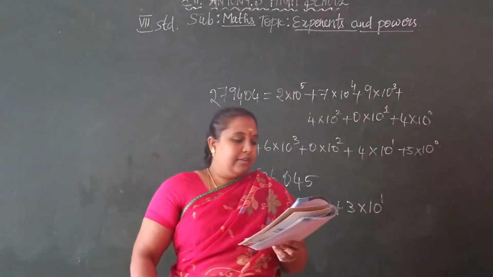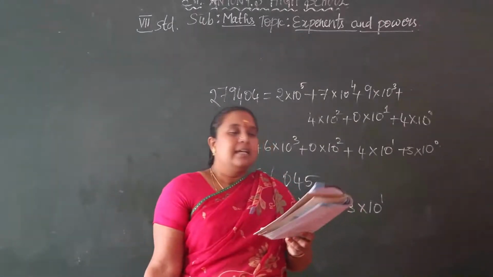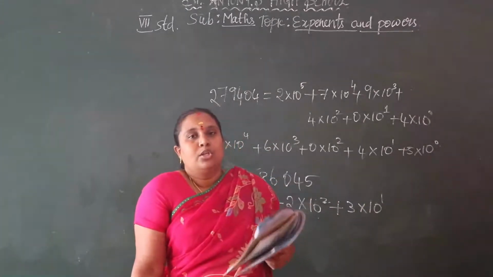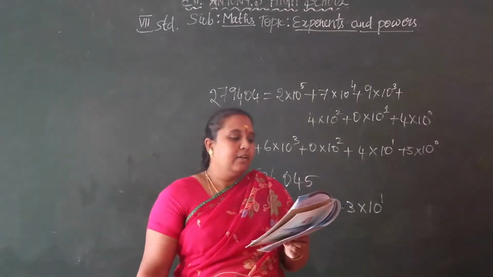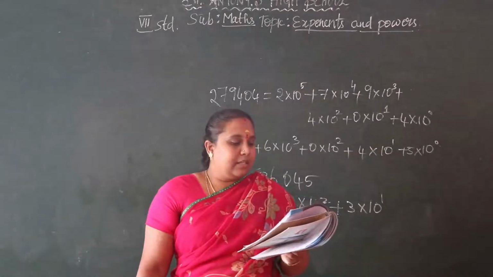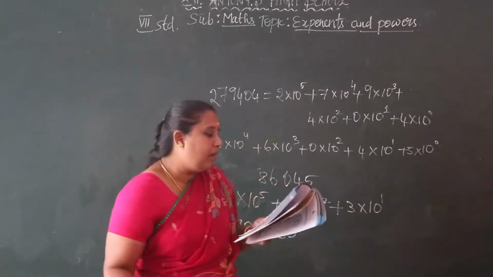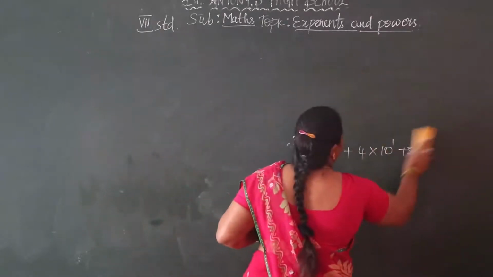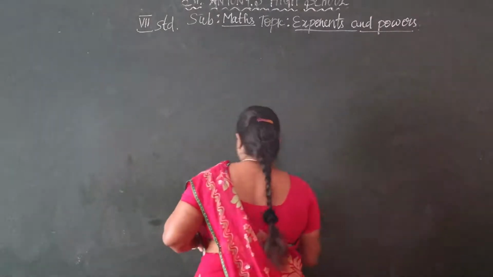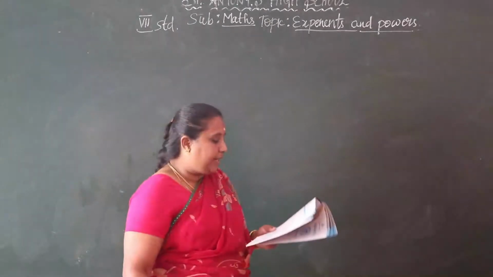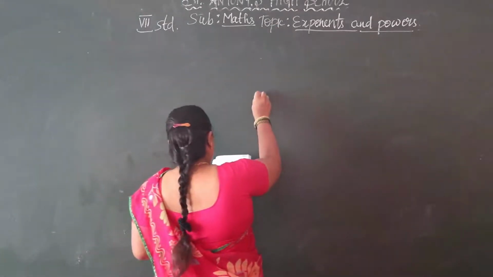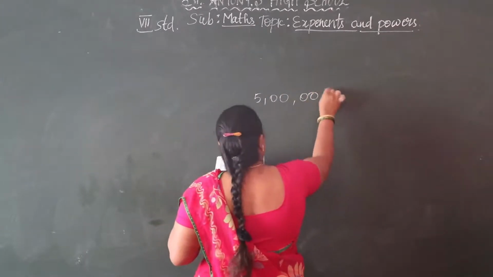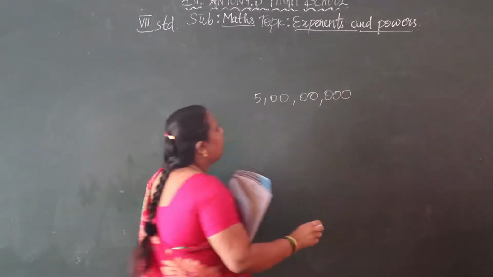Then express the following numbers in standard form. I explained already. So you have to write the expanded form, that is the standard form, of these given numbers. So let us solve one. So this is the number given.